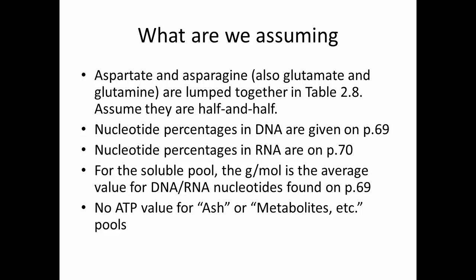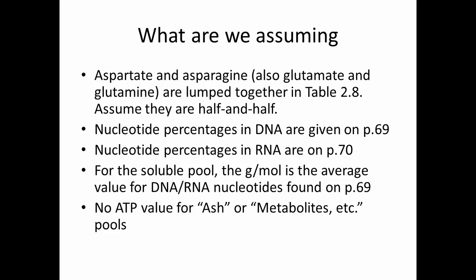So you'll notice that in table 2.8, aspartate and asparagine, as well as glutamate and glutamine, are lumped together. So what you will do is you will assume that you can just split them down the middle. Asparagine is half of the percentage listed in table 2.8, and aspartate is half the percentage listed in table 2.8. And then by figuring these things out, you can determine that they have half of the ATP costs of the lumped together thing. If that's still unclear, please come talk to me.